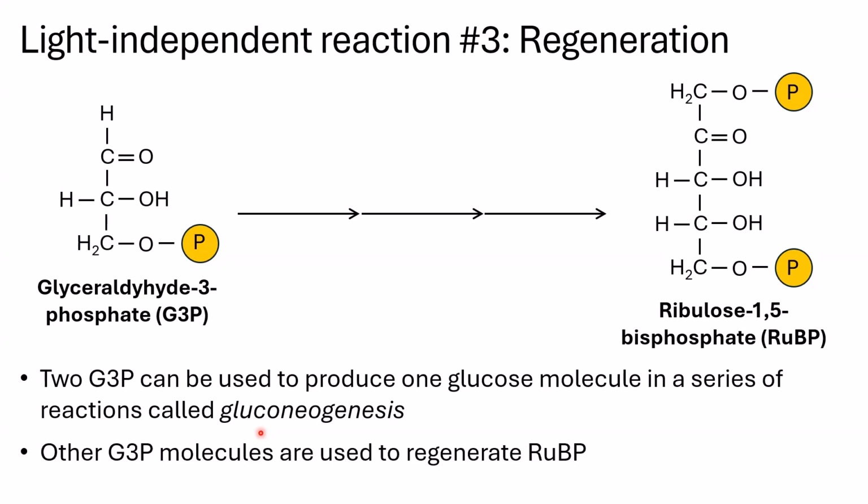Other G3P molecules are used to regenerate RUBP in a series of reactions that we won't go over, and the RUBP can now be used to perform another cycle.